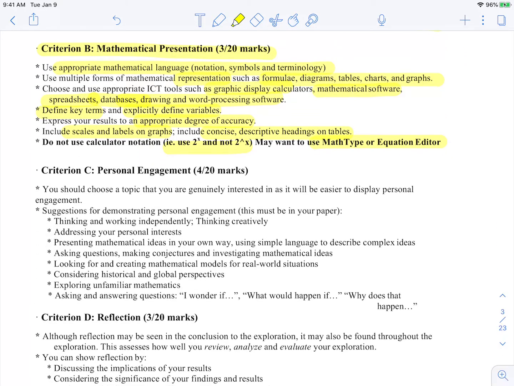All right, next thing is called Criterion C, the personal engagement part. You can get 4 out of 20 marks for that.